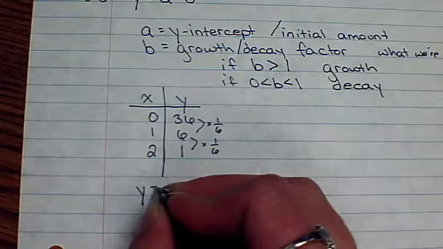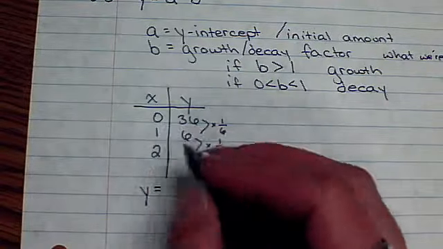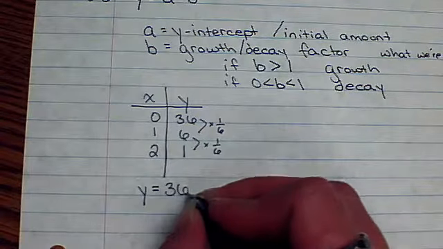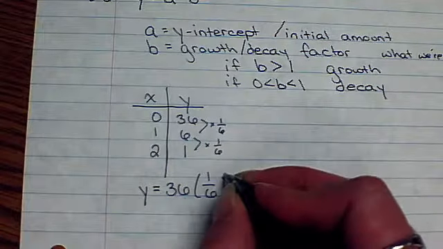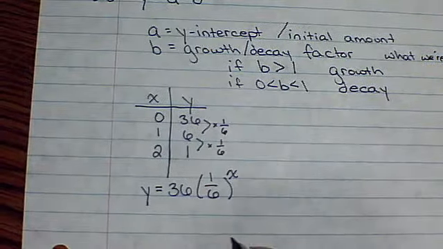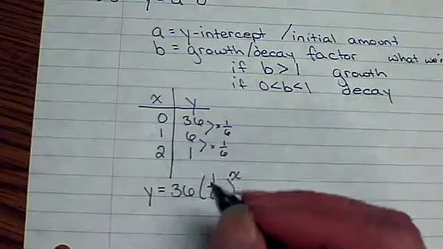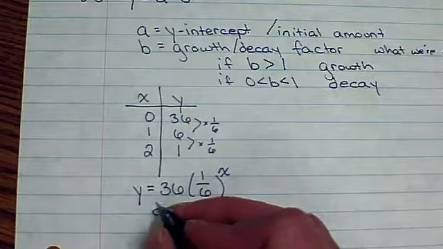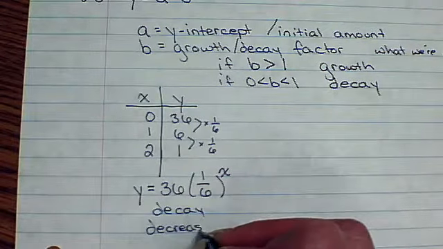So, if I was going to write this equation, y-intercept or initial amount is when x is 0, so that's 36, multiplying by 1/6 each time, and that'd be to the x. 1/6 each time, and we can tell that it is decaying or decreasing each time. That's another way to say decaying.